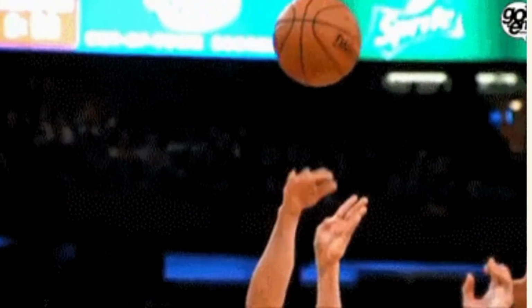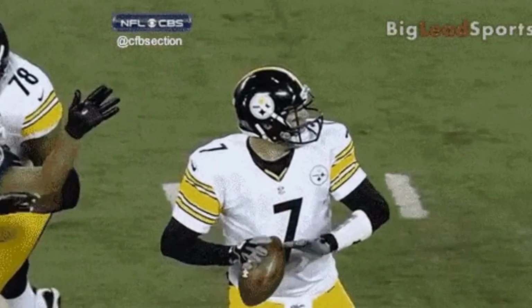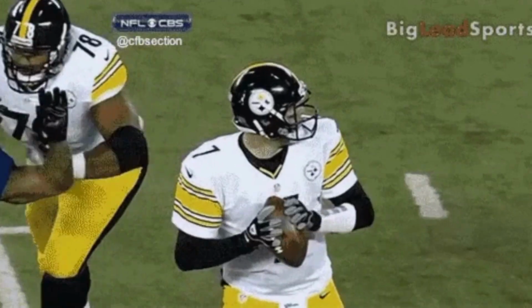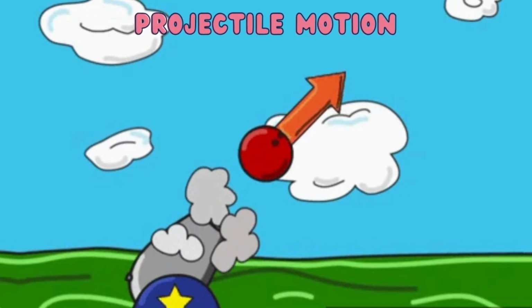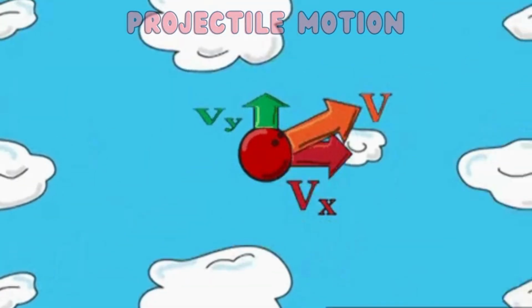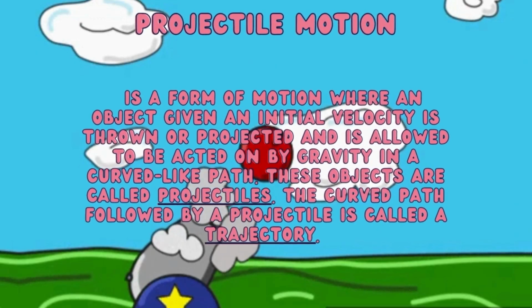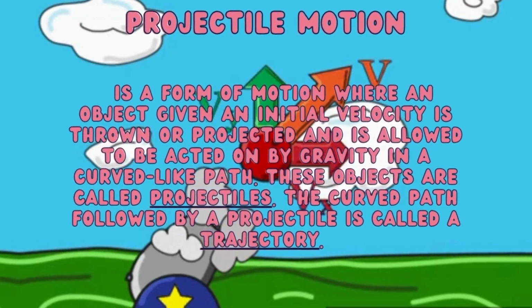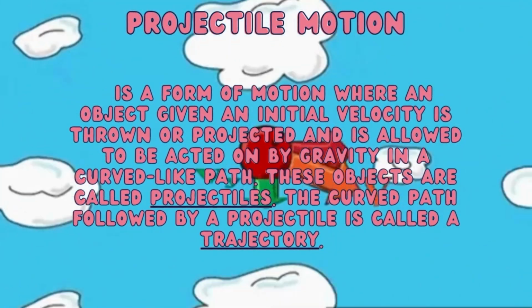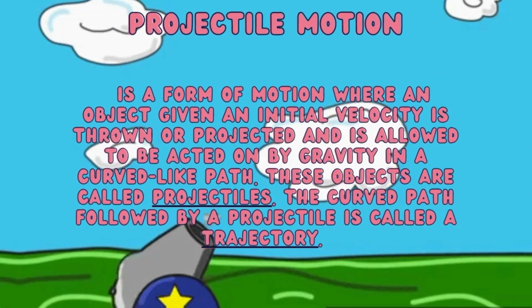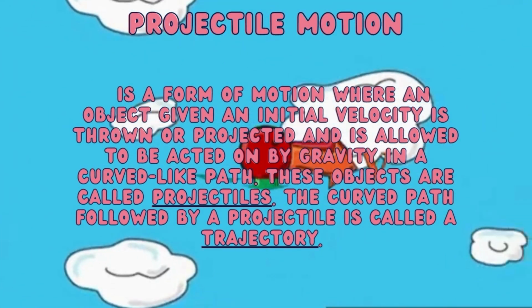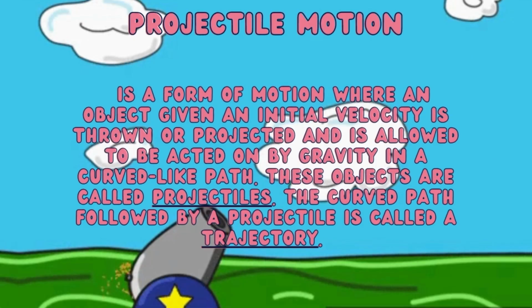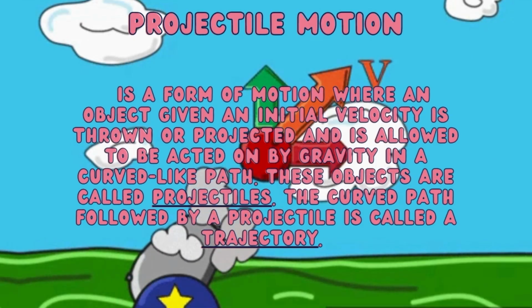Have you ever wondered how a basketball player can make a perfect shot? Or how a quarterback can throw a football accurately to a receiver? The answer lies in understanding what we call projectile motion. A projectile motion is a form of motion where an object given an initial velocity is thrown or projected and is allowed to be acted on by gravity in a curve-like path. These objects are called projectiles, and the curved path followed by a projectile is called a trajectory.